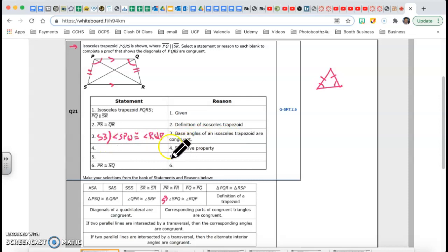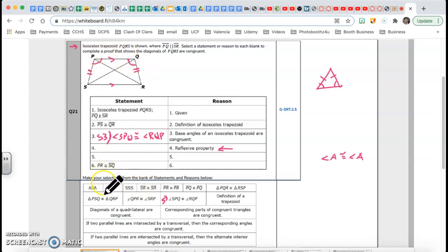Reflexive property. Okay, guys, reflexive property. We use reflexive property when we talk about one angle or one side. If I said angle A is congruent to angle A, then I use reflexive property. I'm talking about the same thing. So we have that this angle is congruent to this angle, this side is congruent to this side. Okay. All right.